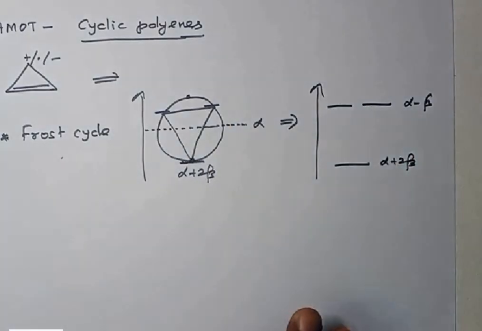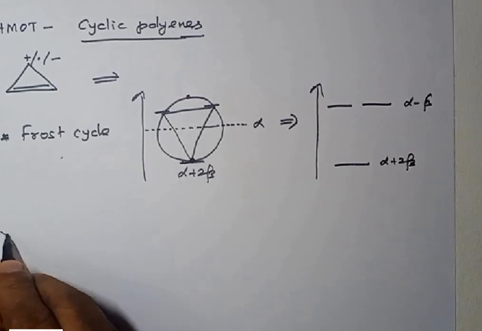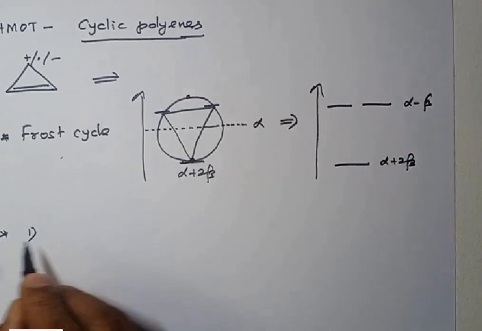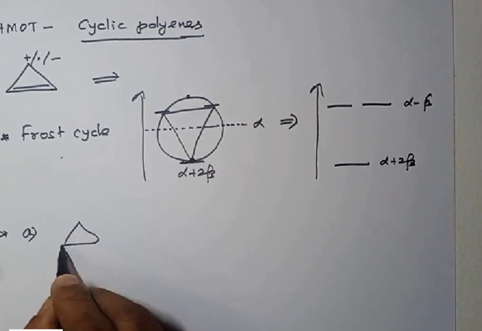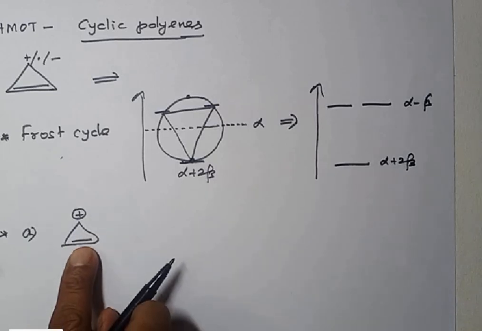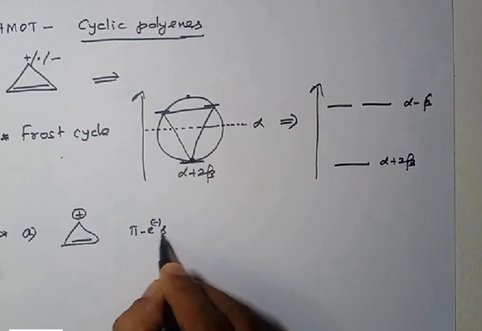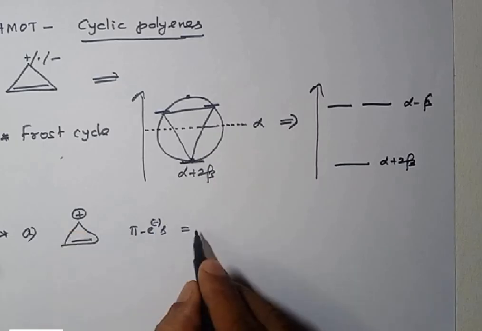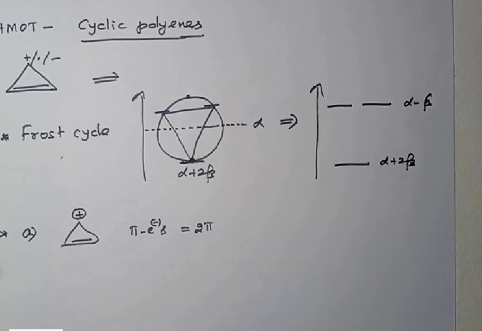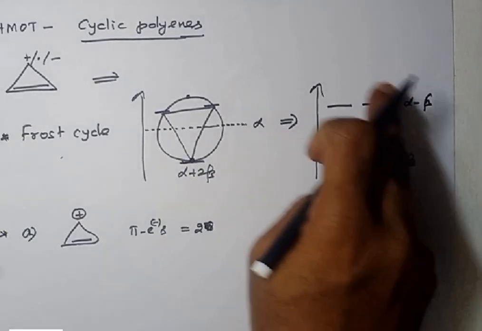Now listen carefully. This is the molecular orbital diagram, and now we will find the energy. First I will take the cyclopropenyl cation. In the case of the cyclopropenyl cation, how many pi electrons are there? Yes, 2 pi electrons. We have only 2 pi electrons. So now I am going to place the 2 electrons in these molecular orbitals.